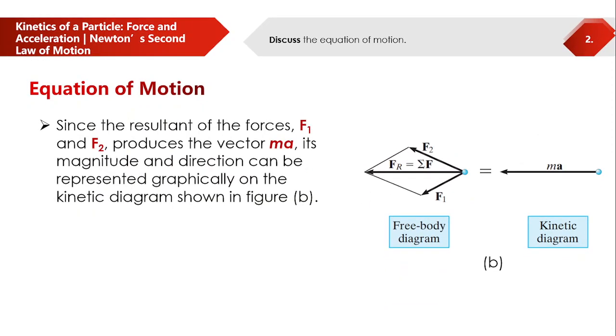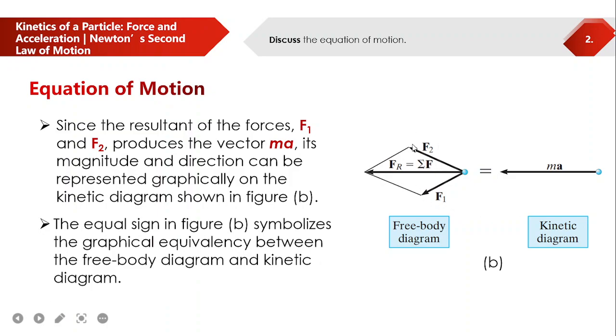Okay. So since the resultant of the forces F sub 1 and F sub 2 produces the vector m times a, its magnitude and direction can be represented graphically on the kinetic diagram shown in figure B. This is the kinetic diagram, the direction of our particle after it is exerted with two forces. So the equal sign in figure B symbolizes the graphical equivalency between the free body diagram and the kinetic diagram. This is the equivalent of the kinetic diagram to your free body diagram. It's the same concept when drawing these two diagrams.